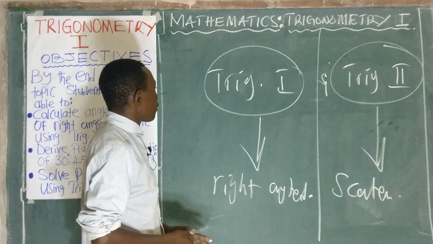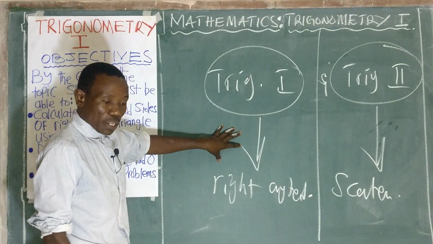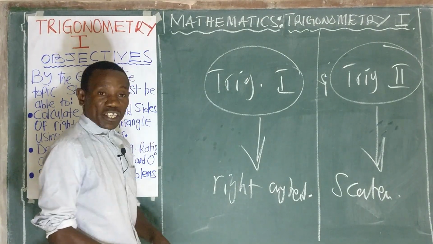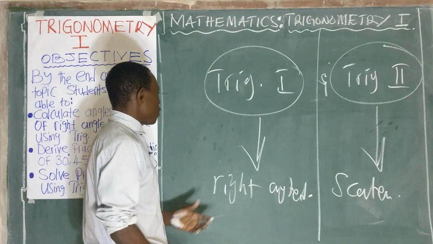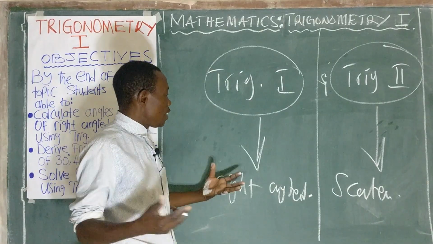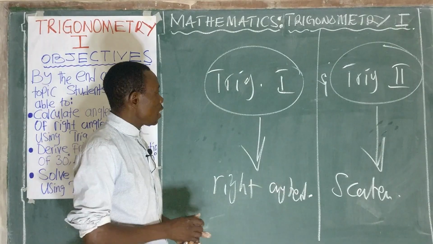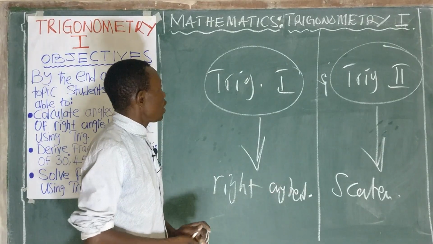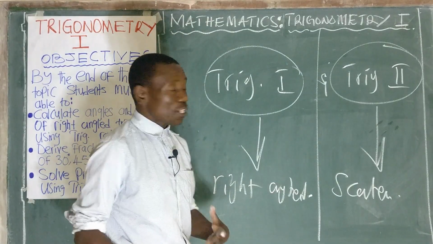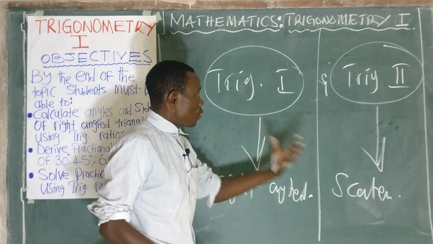But here in Form 3, we'll concentrate on Trig 1. Here is where we are going to focus much on the trigonometric functions. We'll be looking at the ratios, which are defined as sine ratio, cosine ratio, and the tangent ratio. Really, I wanted to give you at least a foresight of what the trig definition is about.